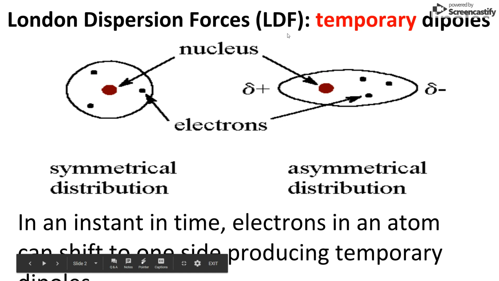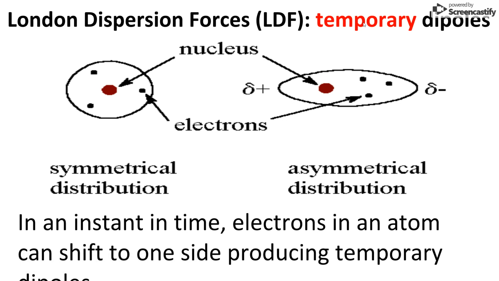London dispersion forces are weak because they are created by temporary dipoles. And how those temporary dipoles are created is because atoms are usually symmetrically distributed with their electrons evenly distributed throughout the structure. But those electrons can then move and shift to one side of the structure, producing these temporary dipoles. And this temporary dipole is created from the partial negative on one side of that structure and partial positive on the other side. This is an asymmetrical distribution of electrons.